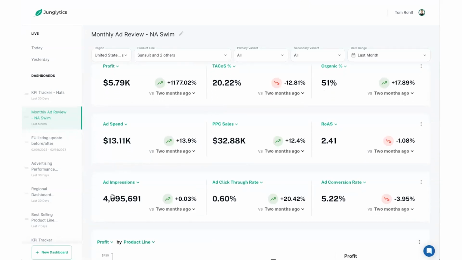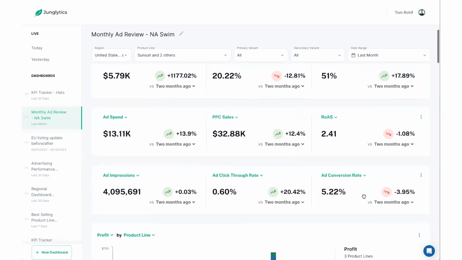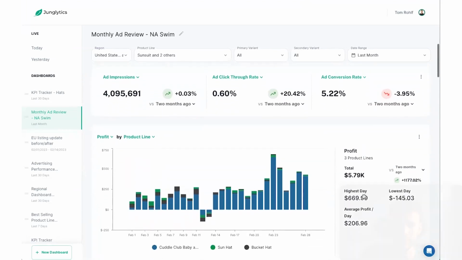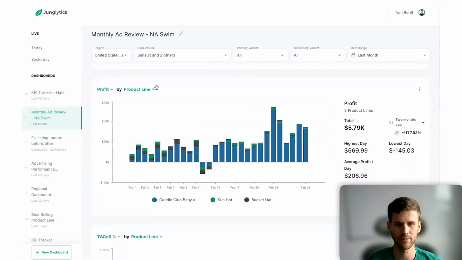And then we also want to make sure that our advertising funnel isn't falling apart. Our impressions haven't gone down or up tremendously, our ad click-through rate is maintaining relatively consistent, and our ad conversion rate isn't changing too dramatically. Then we'll scroll down and go into our profit by product line.